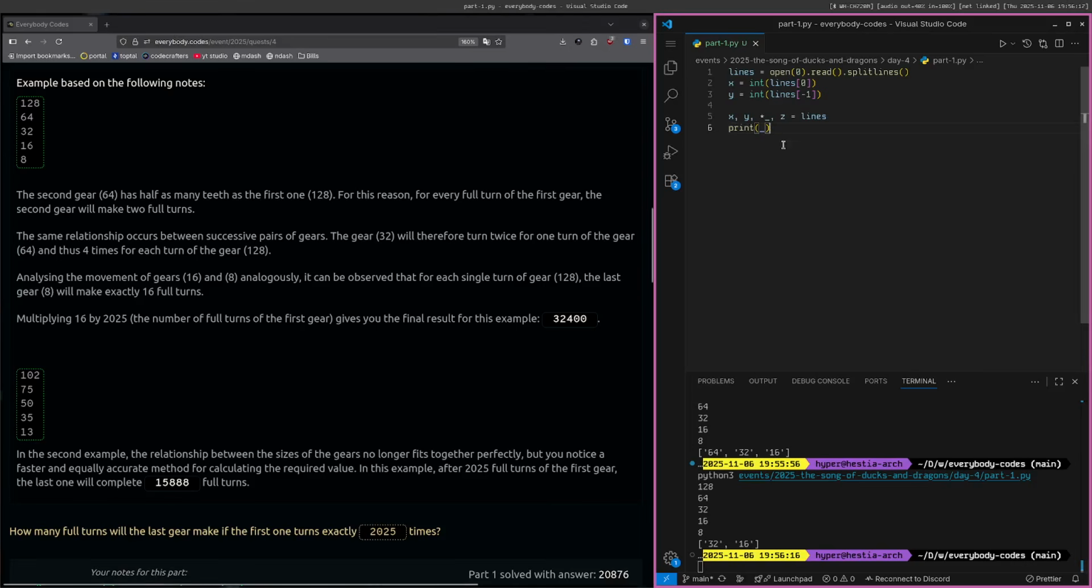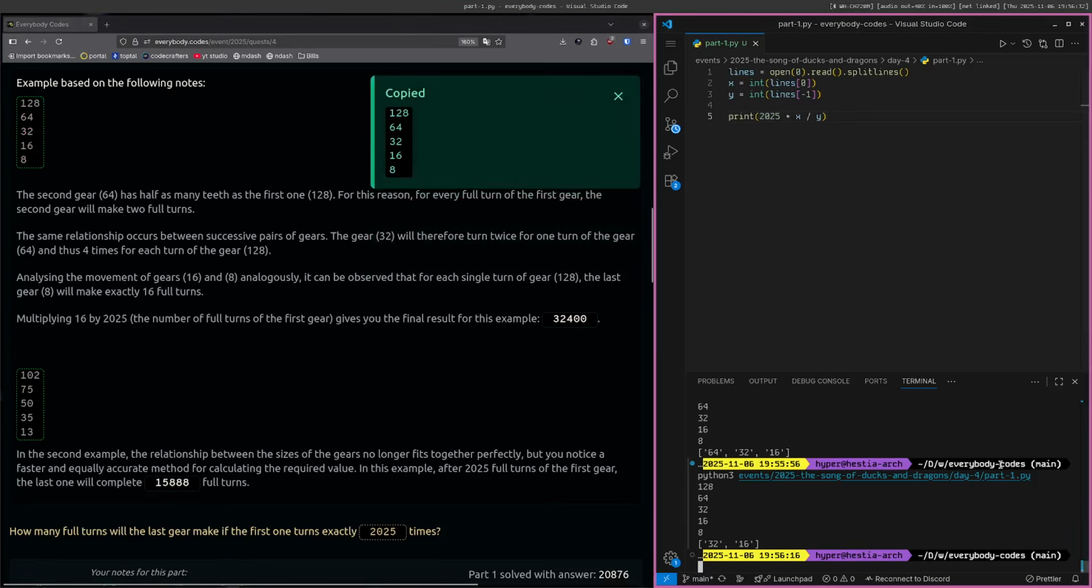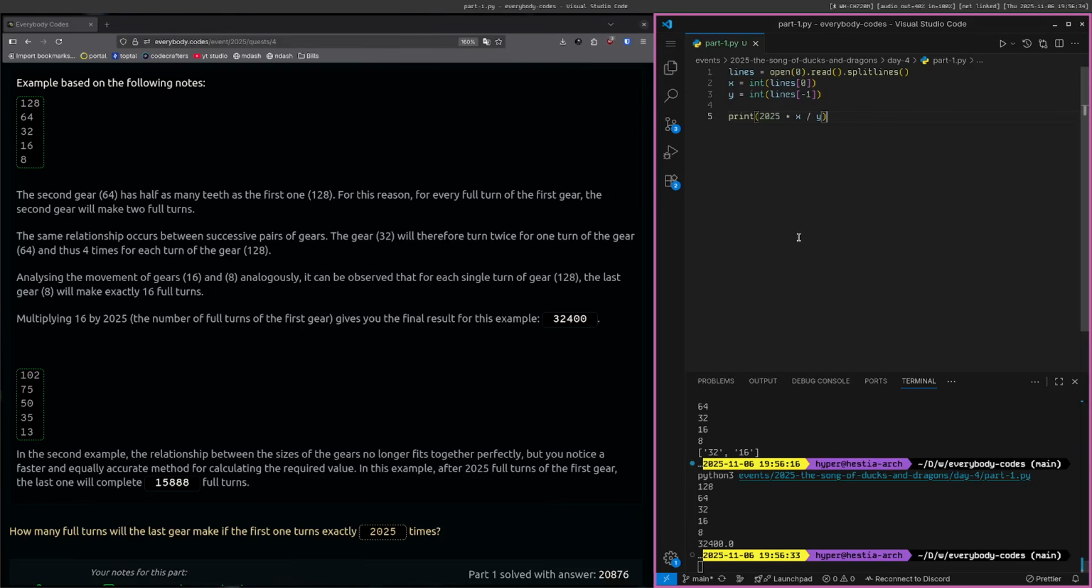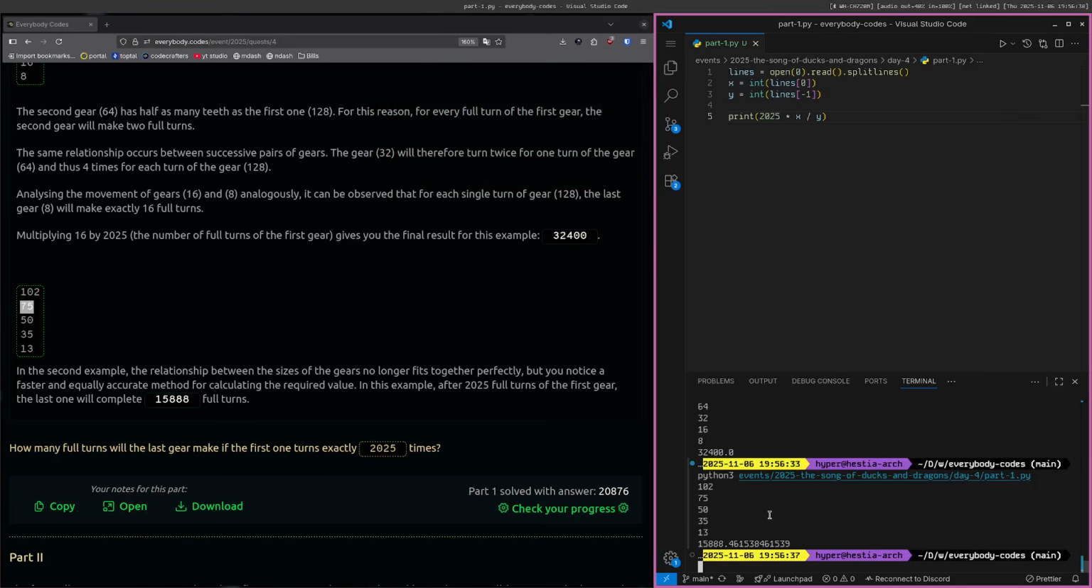You can do that as well. I don't find it to be any clearer though. So this is the method I'm going to stick with. And then we just want to see what happens when you take the ratio of the gears and multiply it by 2025 full rotations. And then, because it's asking for full turns, we can floor the value just to make it easier to copy paste. So we can just cast that to an integer, which will truncate off the value.